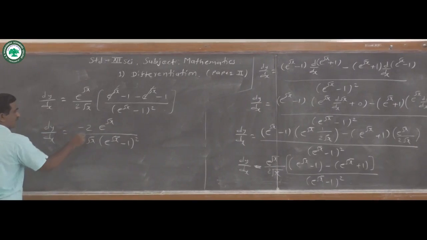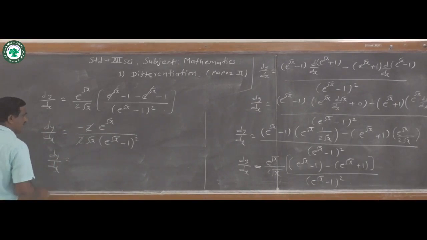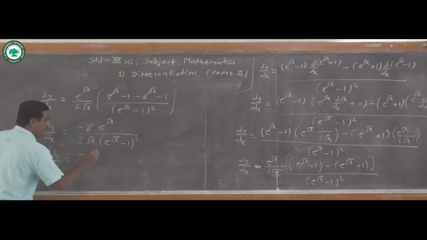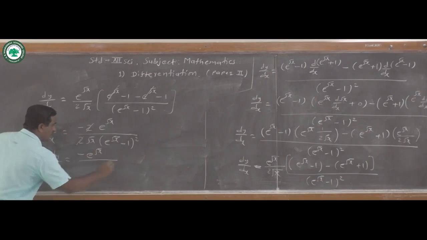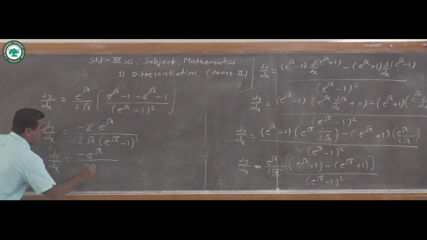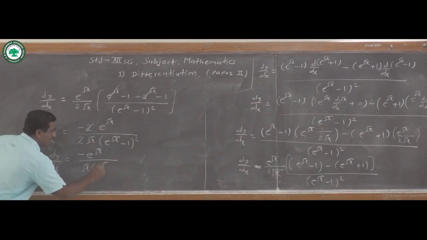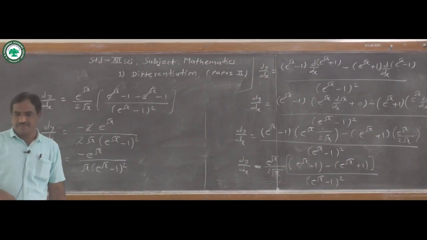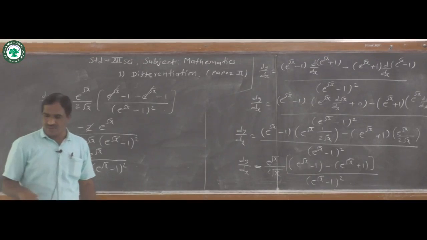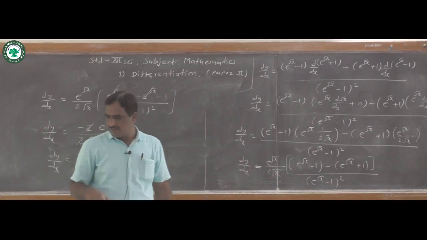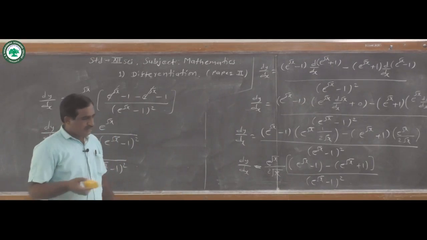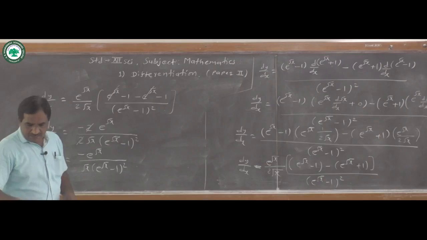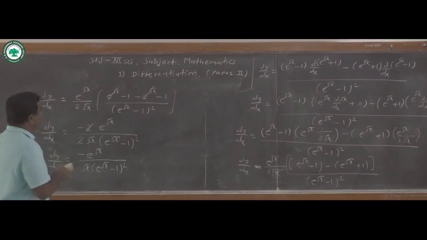Now these two cancel out. So finally we get dy by dx is equal to minus e raised to under root x upon under root x into, in bracket, e raised to root x minus 1 bracket square. So this is the derivative of the function e raised to root x plus 1 upon e raised to root x minus 1. Okay. Now we see some different type of examples.